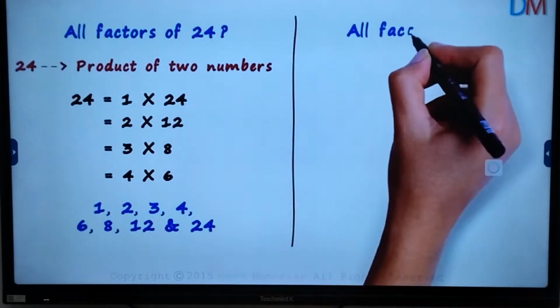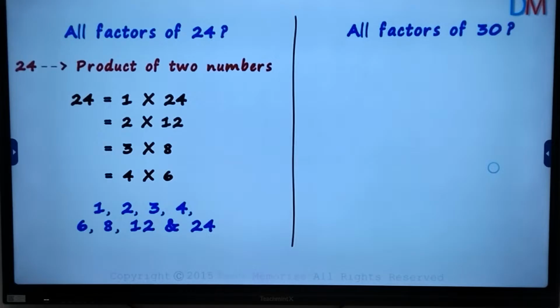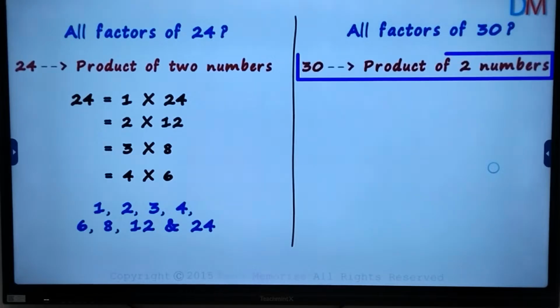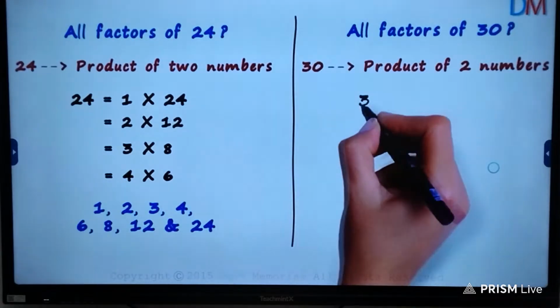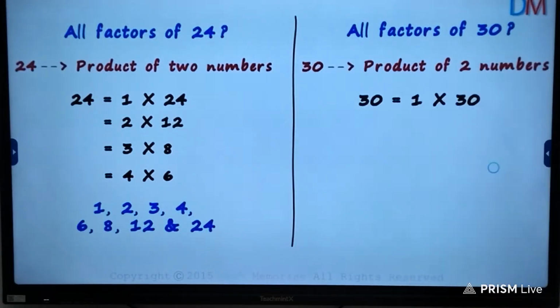We need to find all the factors of 30. To do that, all we have to do is write 30 as all possible products of two numbers. I will be telling you the answer in some time. Meanwhile, you can try writing down the combinations in your notebook. We can start off with the number 1. 30 can be written as 1 multiplied by 30. This is the simplest and the most obvious combination. 1 is always a factor of all numbers.